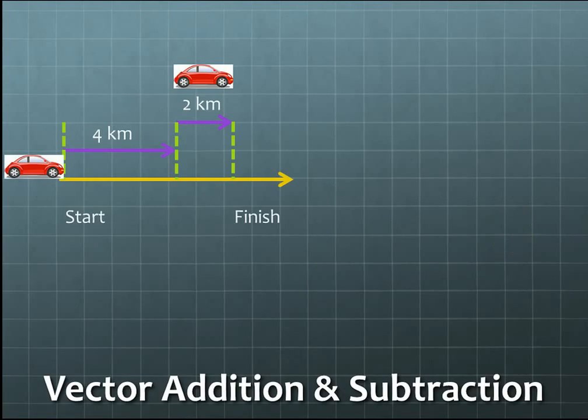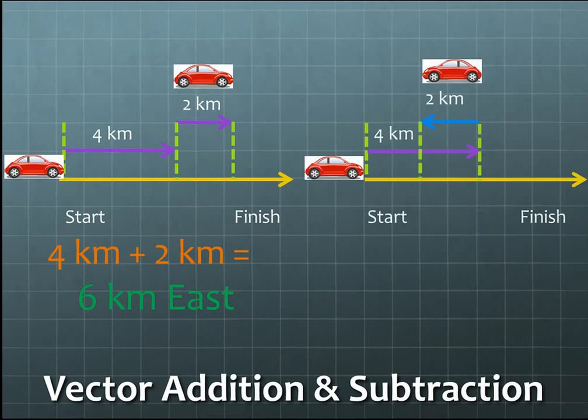Okay, so we're going to look at adding for a little bit longer. Again, this car is moving 4 kilometers to the right and then moves 2 kilometers to the right. So you can probably figure that you're going to add these together, right? 4 plus 2, and that's 6, and to the right or east.